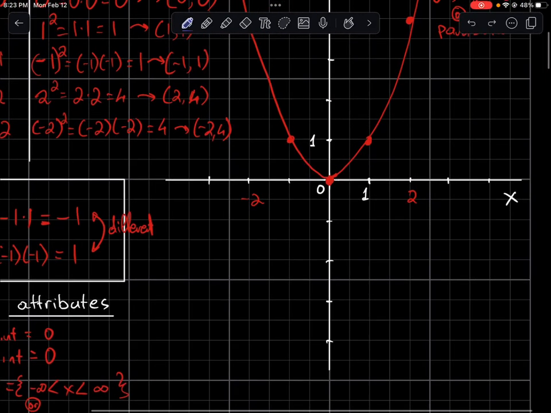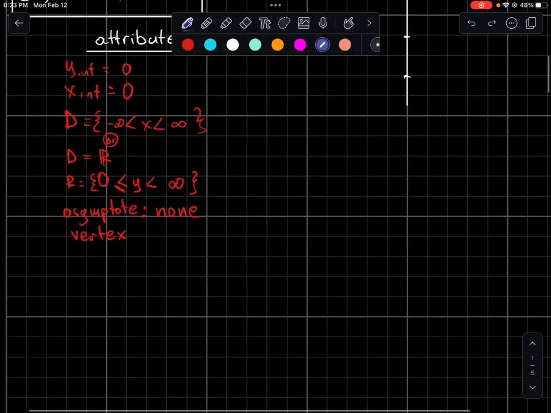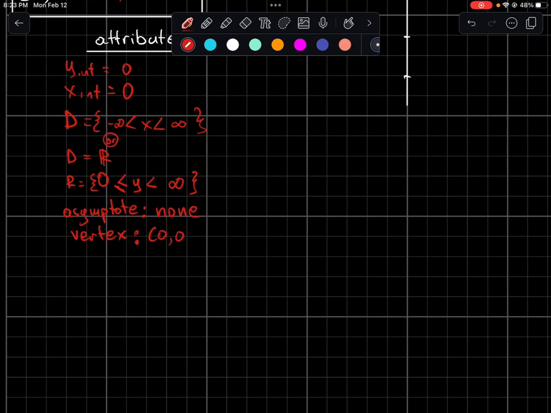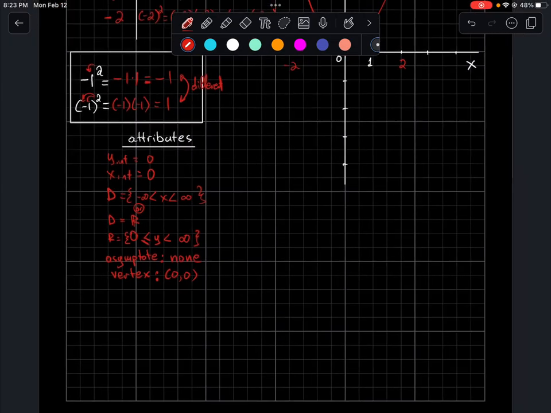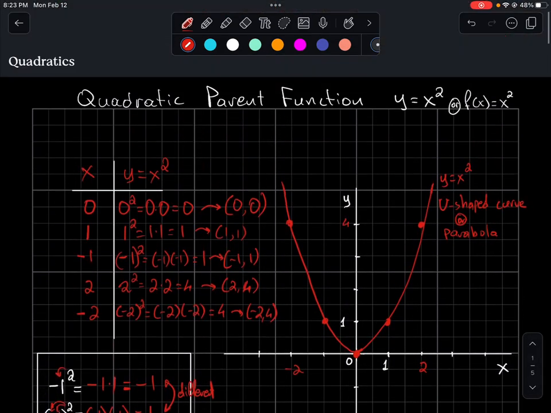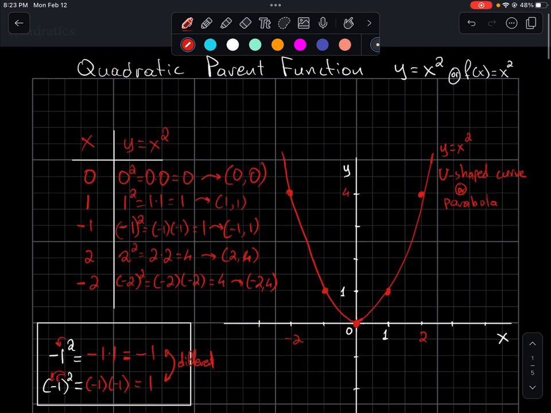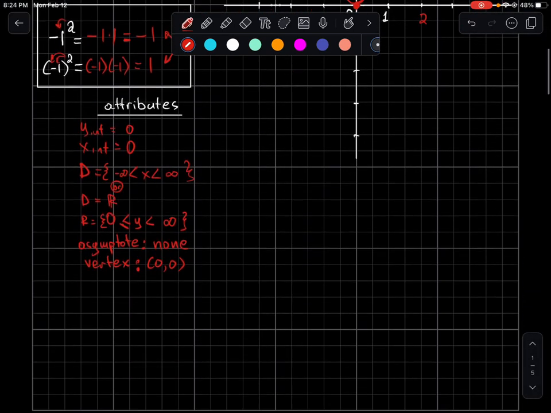And what are the coordinates of it? The coordinates are 0, 0. It's the origin. That happens for the parent quadratic. Other quadratics, transformed quadratics, don't necessarily have the origin as their vertex, but they all have a vertex. And there's one more thing. It's the axis of symmetry.